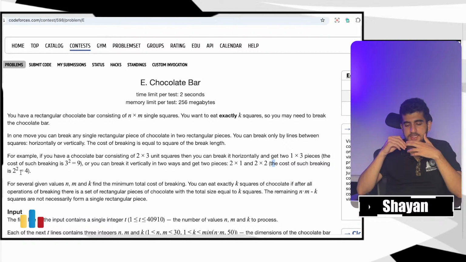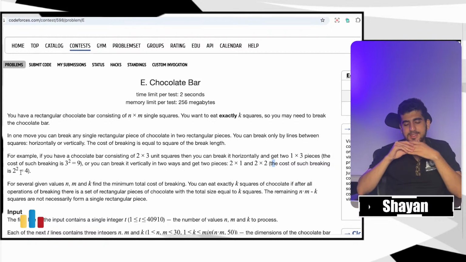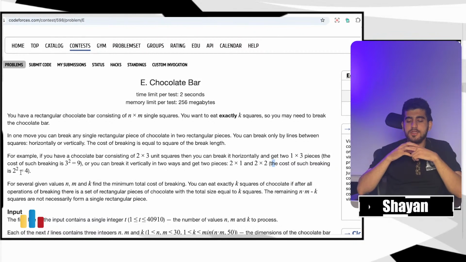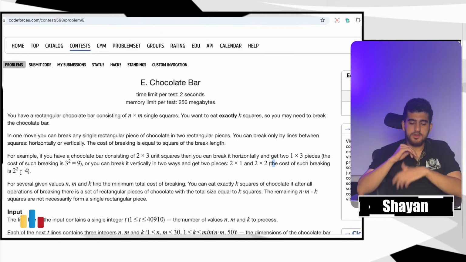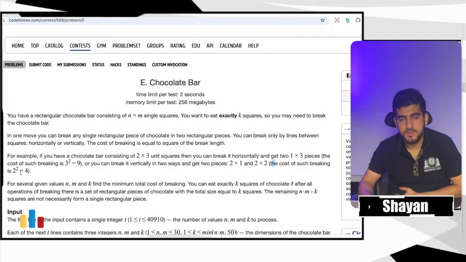You can eat exactly k squares of chocolate if after all operations on breaking there is a set of rectangular pieces of chocolate with the total size equal to k squares. The remaining n times m minus k squares do not necessarily form a single rectangular piece.